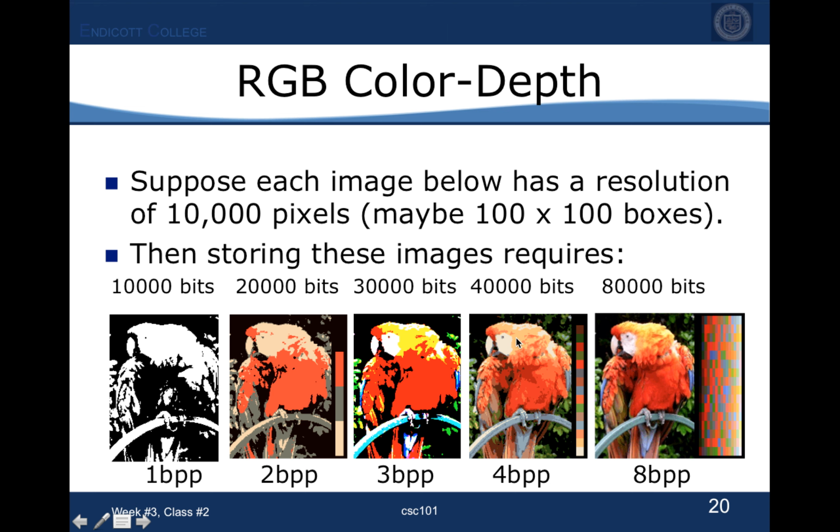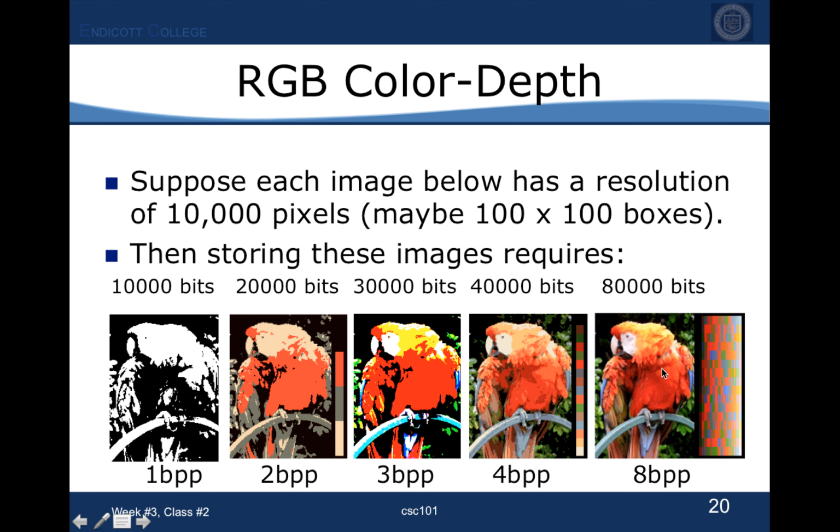So to talk about how much memory you need to store these, let's throw out a number and say each of these is 100 pixels by 100 pixels, so the resolution is 10,000 pixels. If you're doing 1 bit per pixel, with 10,000 pixels, you'd use 10,000 bits. If you use 2 bits per pixel, 20,000; 3 is 30,000; 4 is 40,000; and 8 is 80,000. Notice that in order to get better quality, yes, you do need to spend more memory. We kind of assumed that was the case.